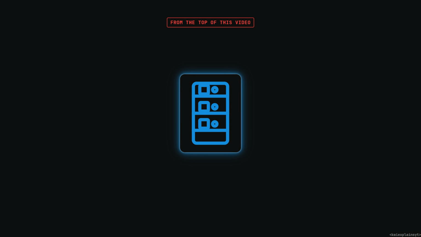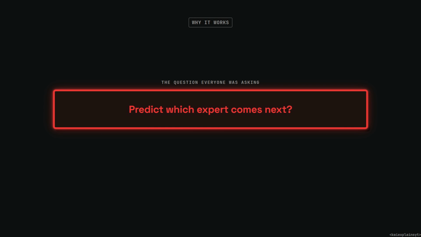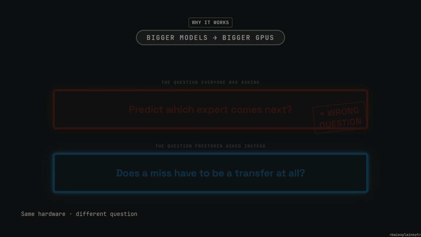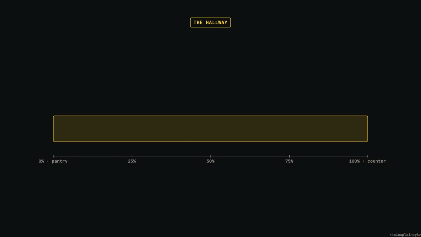That machine from the start of this video is real. 753 billion parameters, 433 gigabytes of weights, 15 tokens a second, one desktop. It works because somebody stopped asking how to predict which expert comes next and started asking whether a miss has to be a transfer at all. For years, the answer to bigger models was bigger GPUs. This points somewhere else, toward engines that get smarter about the hardware you already own. The hallway was never as fixed as it looked. Somebody just had to measure it.